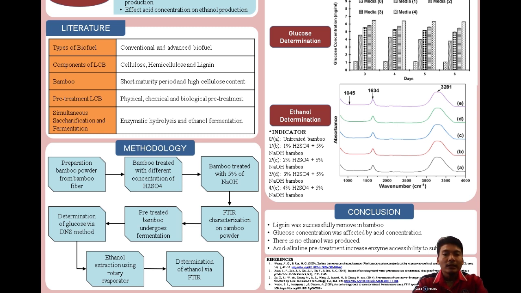Next, physical, chemical and biological pretreatment are some of the examples of LCB pretreatment. In this study, the chemical pretreatment was chosen. And lastly, simultaneous saccharification and fermentation was used to produce the bioethanol in this study.